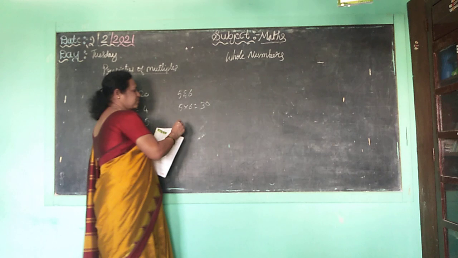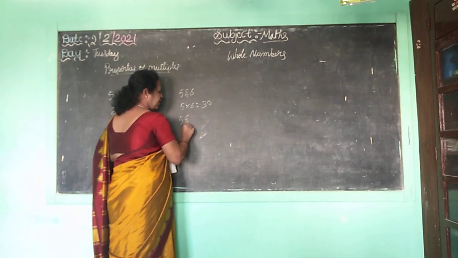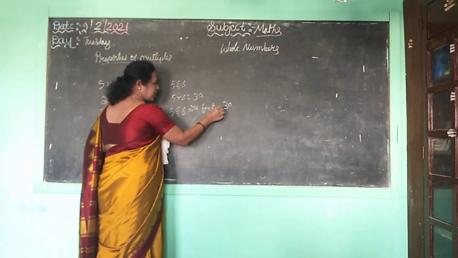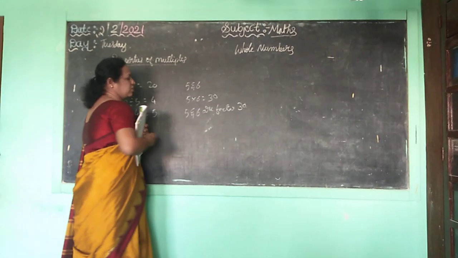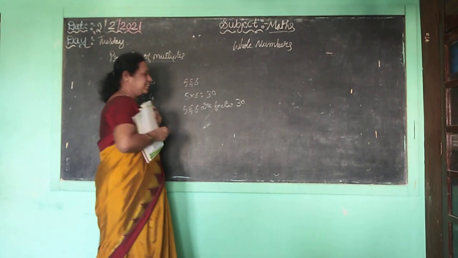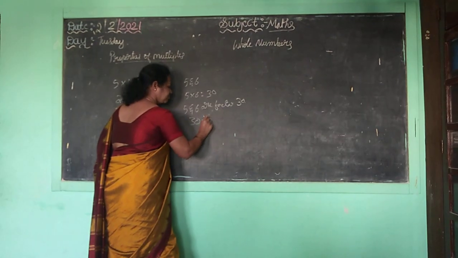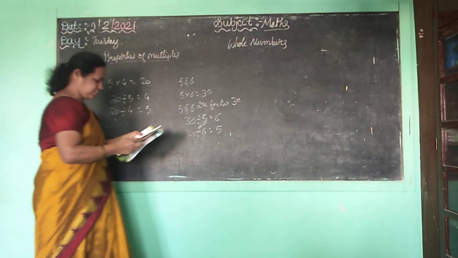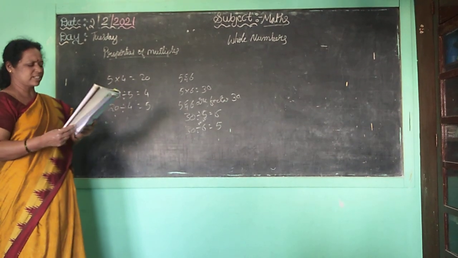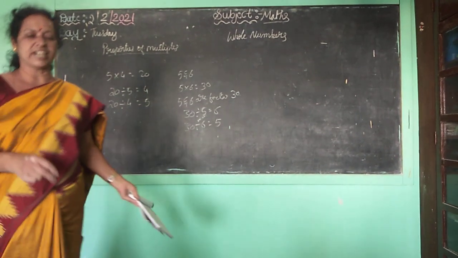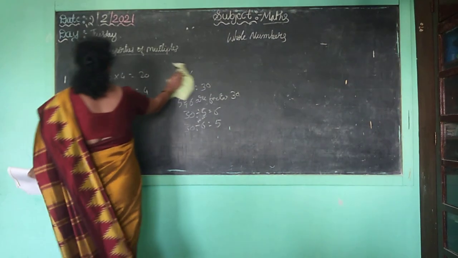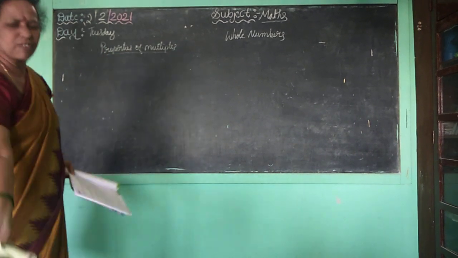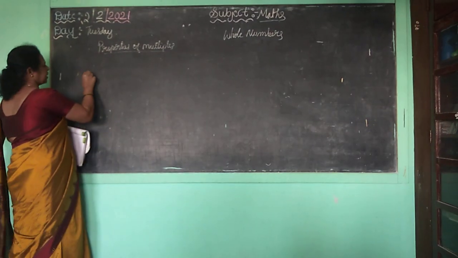So here 5 and 6. 5 and 6 are factors of what? 30. That is, 30 is divided by both 5 and 6. We know that 5 sixes are 30 or 6 fives are 30. See, 30 divided by 6 is equal to 5. Okay, it is divisible. So we can find all the factors of 18. They will ask questions, any number they can ask. Find the factors of 30 or 18.